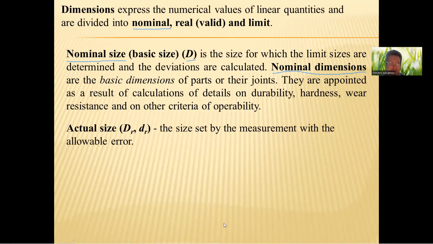The next type of dimensions is real, valid, or actual dimensions, actual size. D suffix R is for holes, and small d suffix R is for shafts. It is the size set by the measurement with the allowable error.